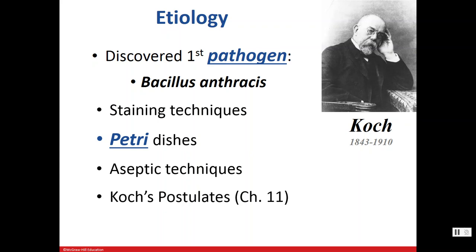But really where Robert Koch gets his claim to fame is what they call Koch's postulates. And this is really the set of steps that are required to attribute a particular pathogen to a particular disease. And we'll get to those when we get to chapter 11.